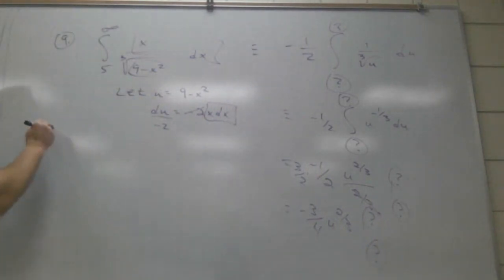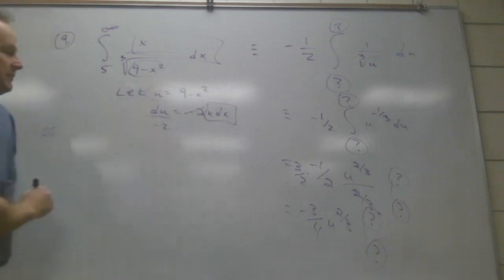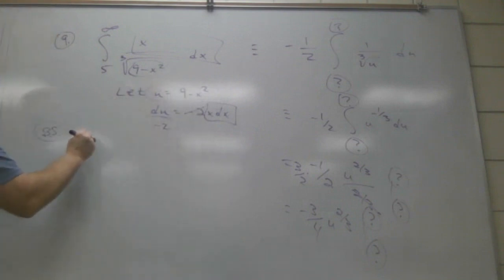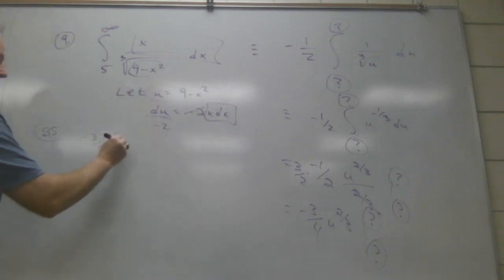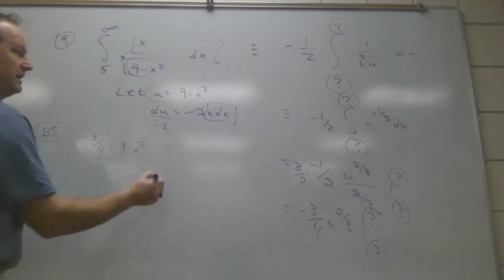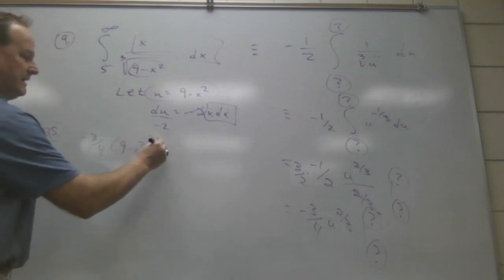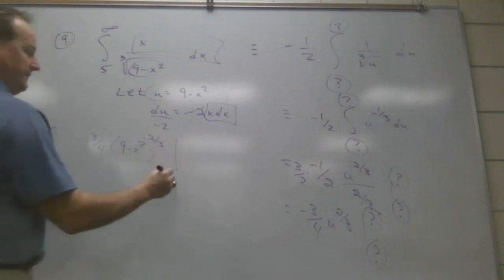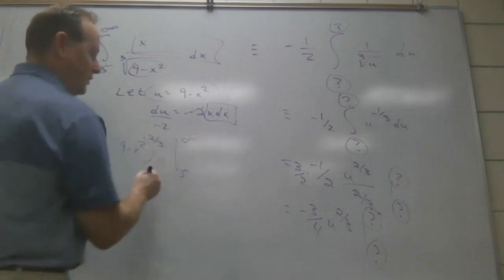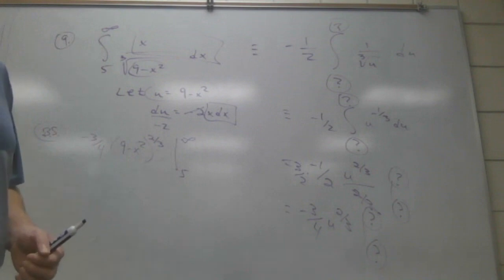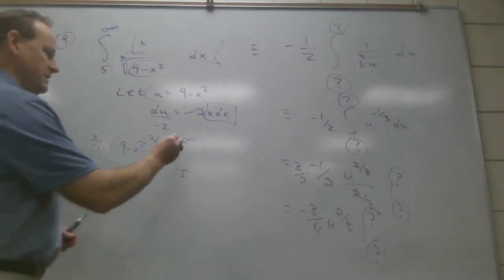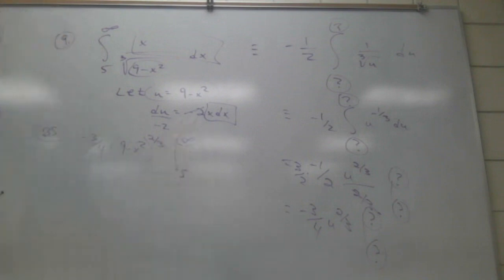So just back sub now. So I'm going to come back over here. And when I back sub, put in what it was. u was 9 minus x squared. So this is minus 3/4 times 9 minus x squared, to the 2/3 power, right? And then evaluated from what? 5 to infinity. Well, we can't do this. So this is a little bit of an issue here, right? So how do I do an infinite limit?